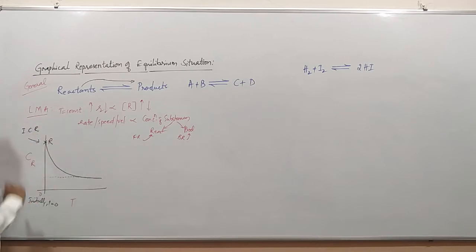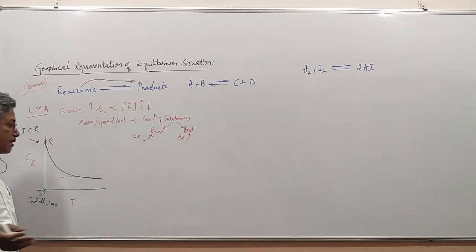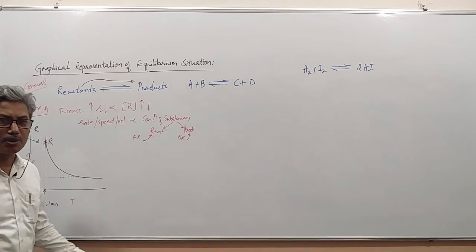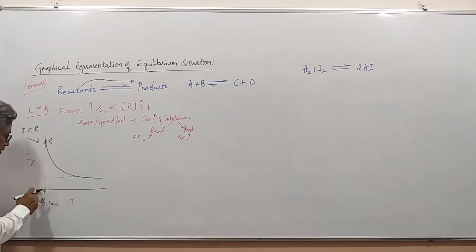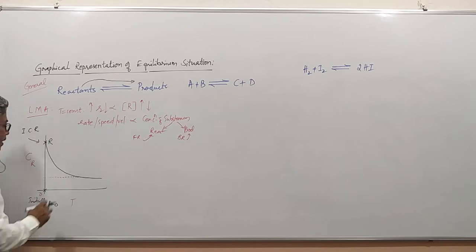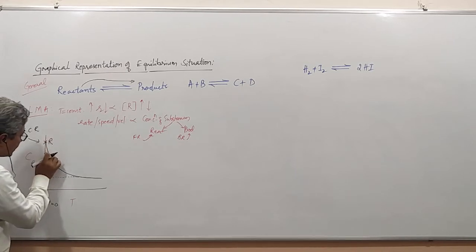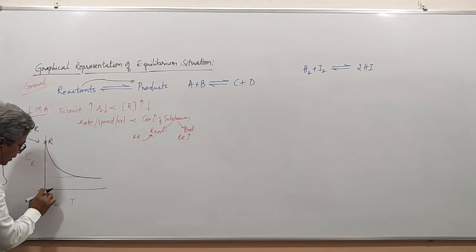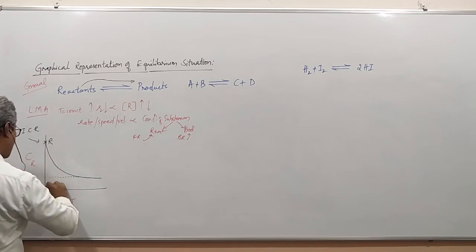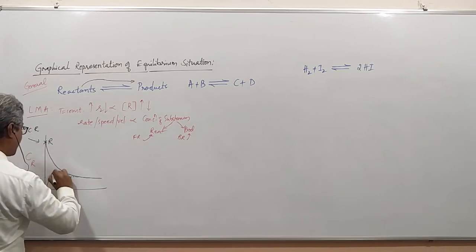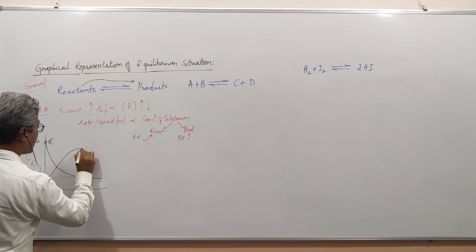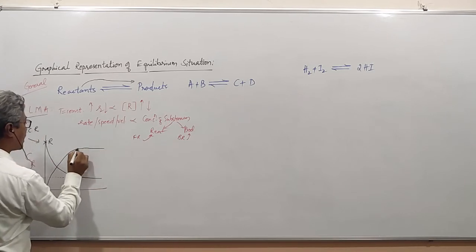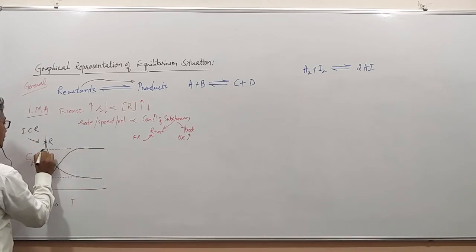And how about the products? Initially, products will be 0. Right, students? Initially, the product will be at the 0 level. Before starting the reaction, there is no question of having products, so the concentration of product will be 0. As the concentration of reactant decreases, the concentration of product will increase. It will be the behavior of the product. And a stage will come where the concentration of product will also remain the same.